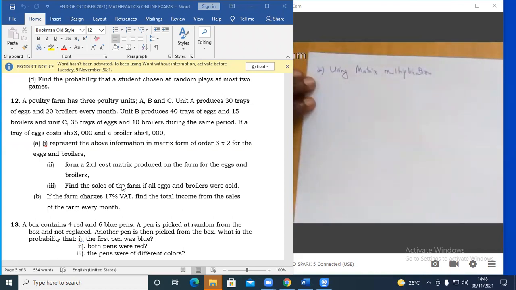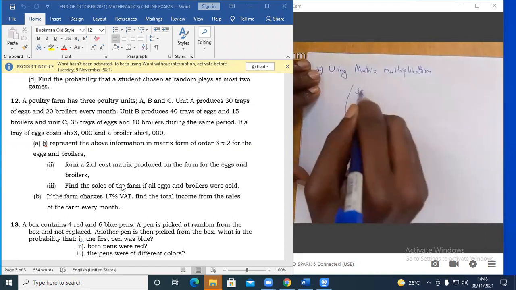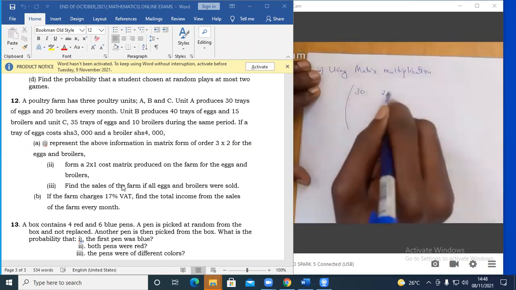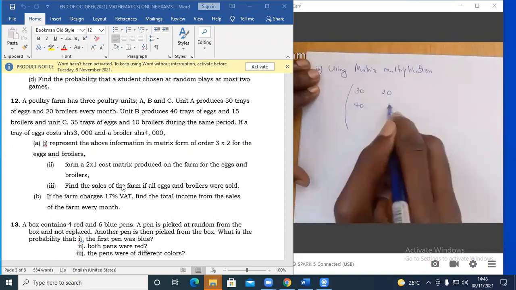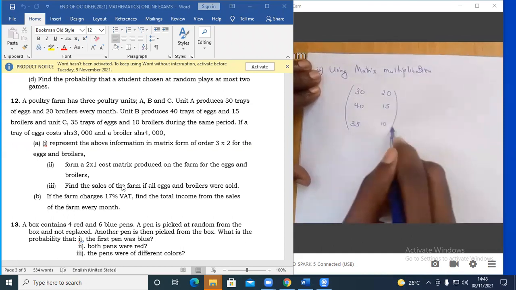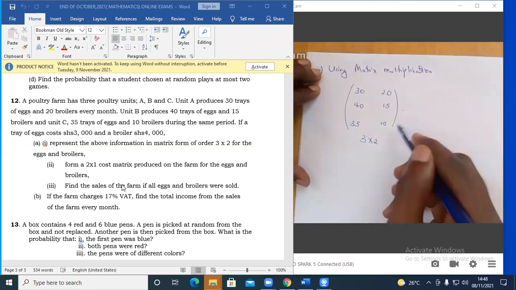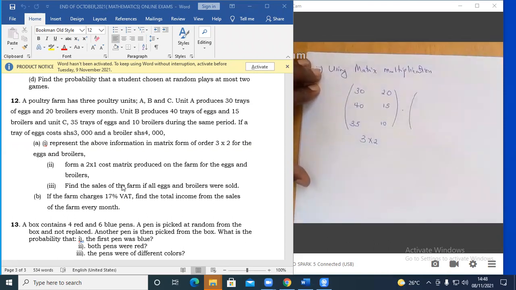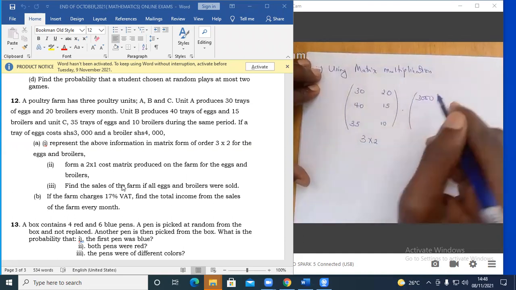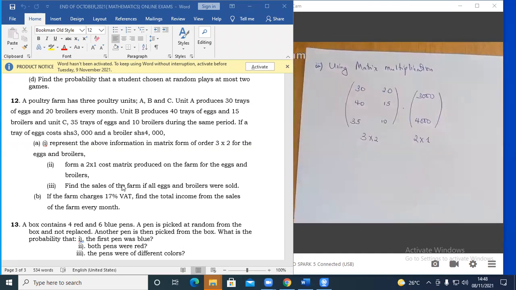So you are going to have the production, which was 30, 20, 40, 15, 35, and 10. This one was 3 by 2. Times the cost. What was the cost? The cost was 3,000 and then 4,000. This one is 2 by 1.